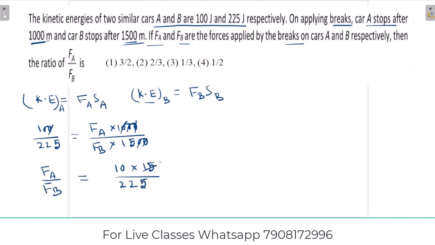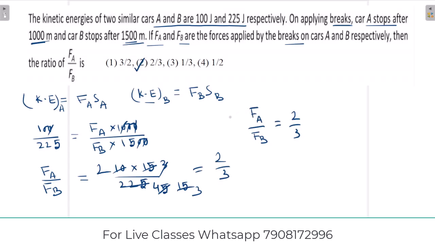Now 5 into 3 is 15 and 5 into 5 is 25, 3 into 15 is 45. So this becomes 2 by 3. So FA divided by FB is equal to 2 by 3. So here option 2 is the correct answer.